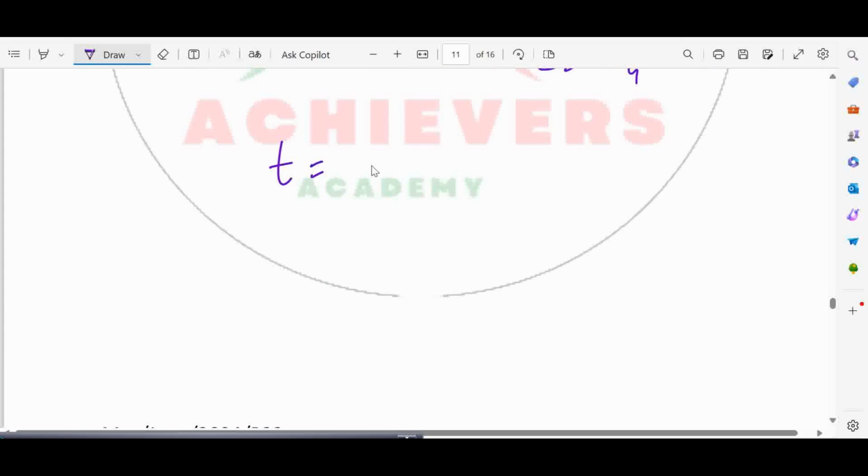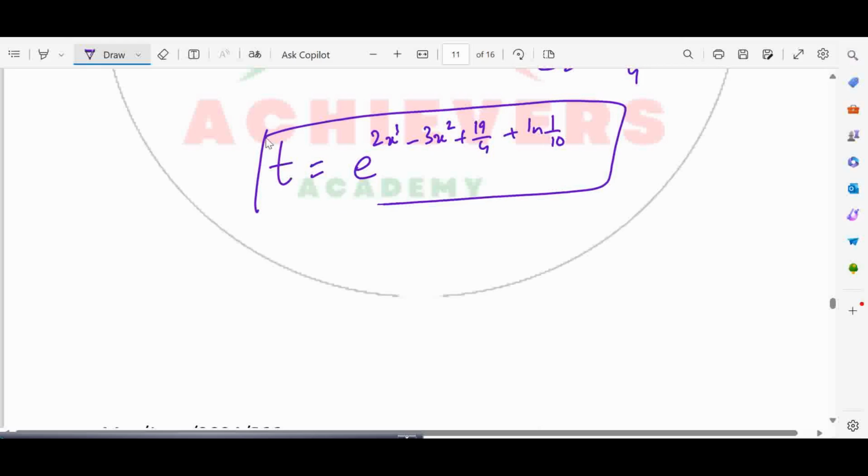t will be equal to e power 2x cube minus 3x square plus 19 by 4 plus natural log of 1 by 10. We just need to convert it into the exponential form. So this will be the final answer.